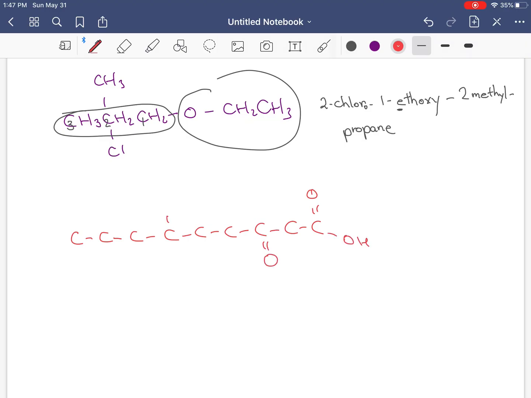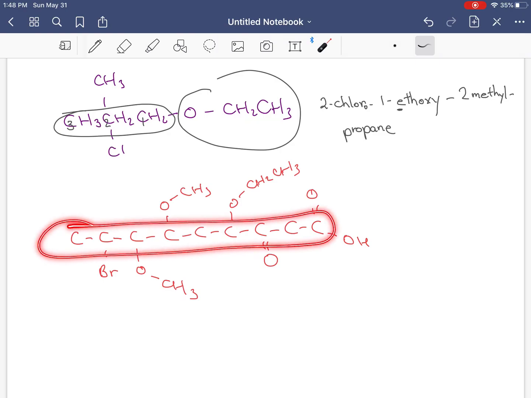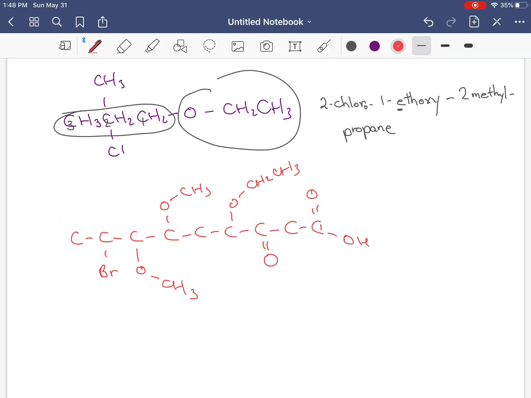Carboxylic acid, ketone. Oh, ether here, ether there, ether everywhere. How about bromine? Yeah, you like that? And yeah, that's it. I'm just trying to illustrate ether here and not try to kill you on everything else. So here it is. Be glad this is a carboxylic acid, because we know that this guy is always going to be number 1.